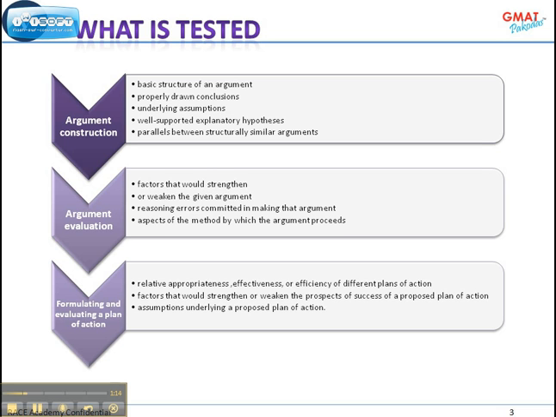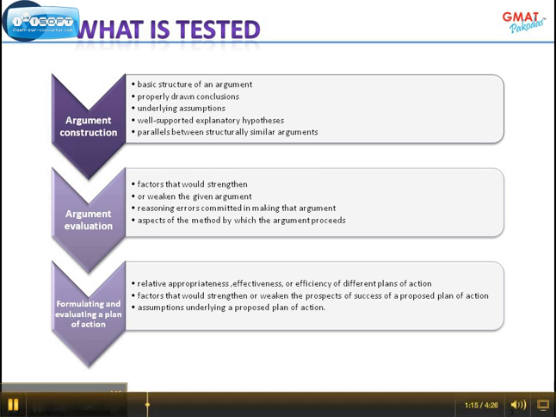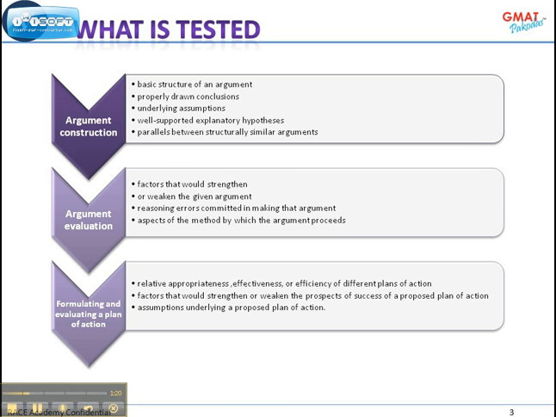Now, there are about 10 different ways in which questions can be asked in critical reasoning on the GMAT: assumptions, strengthen the argument, weaken the argument, bold-faced questions, parallel reasoning questions, resolve the paradox questions, and so on and so forth. Let us look at one such example.